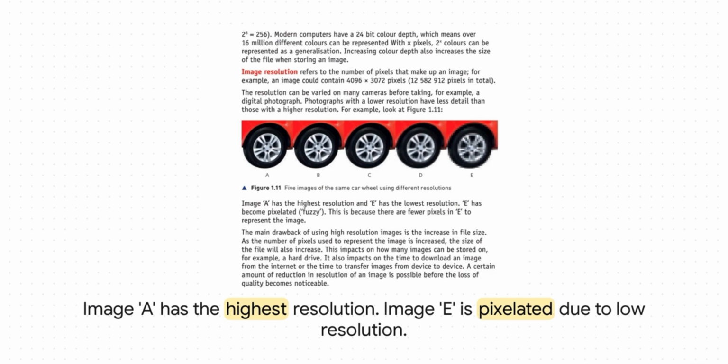And this picture just makes it so obvious why resolution is a big deal. Look at image A on the left. It's packed with pixels, right? It looks super sharp and clear. But as you move over toward E, you're losing pixels. The computer has less and less information to work with, so the image gets all blocky and blurry, or pixelated, as we say. It's simple. More pixels means more detail.